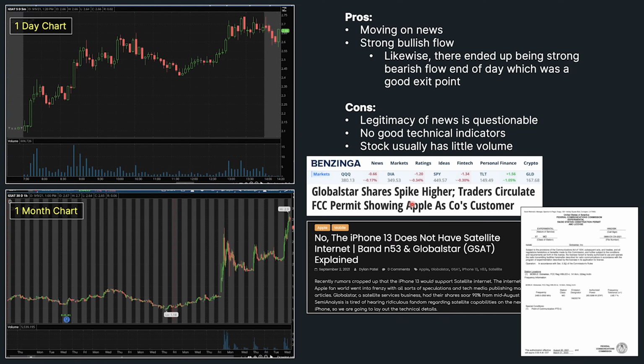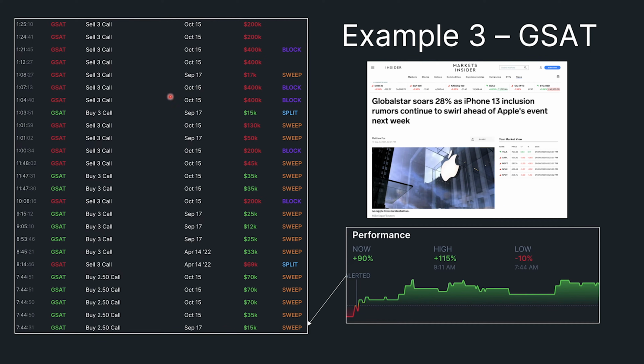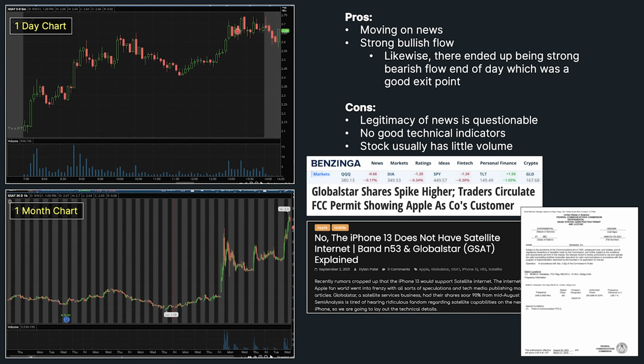Looking at the charts for it, this one I liked because it was actually moving on news. It wasn't just being hyped up on social media and having people pouring into it because of that. It was moving on actual news. There's, as always, strong bullish flow here. There was also a lot of strong bearish flow later in the day, which would be around this area that you may want to sell in.